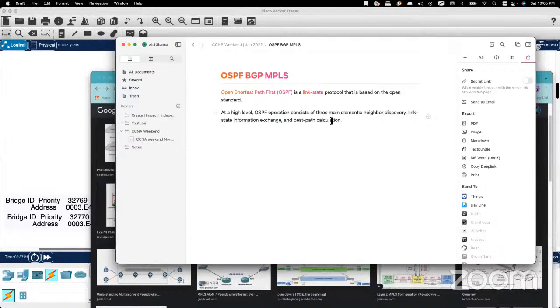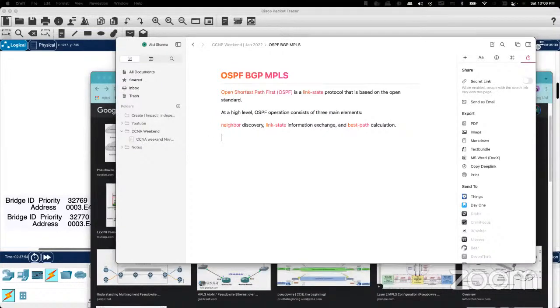So at a high level, OSPF operation consists of three main elements. First, the router will do neighbor discovery. Then it will share information with each other. And when we have a lot of information, the router is going to do the best path calculation. So this is the work of OSPF. First, we will create the neighborship. Once we have neighborship, we will share information with each other, and then we will do best path calculation, correct? Yes, sir.